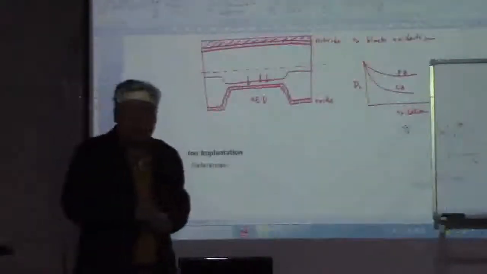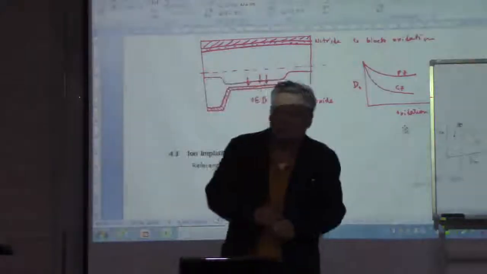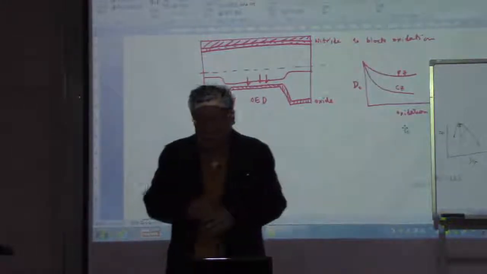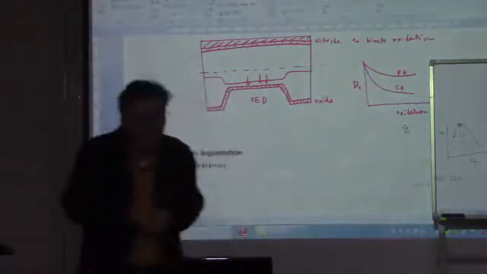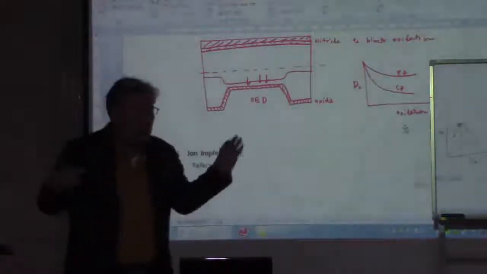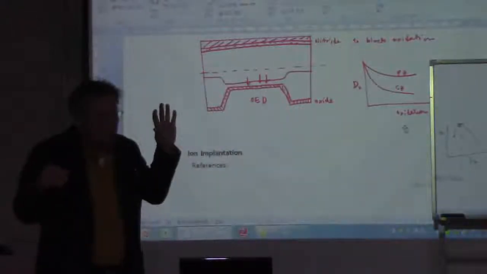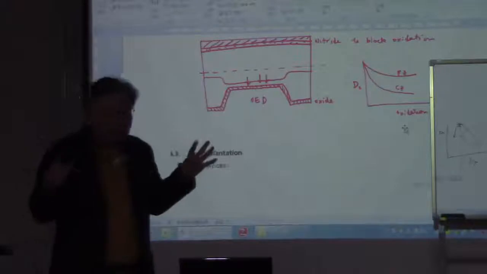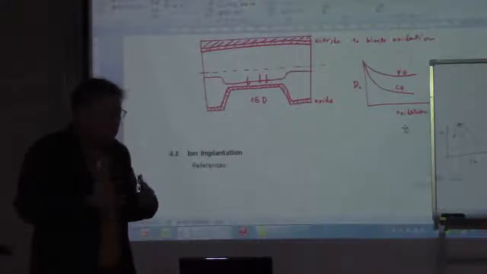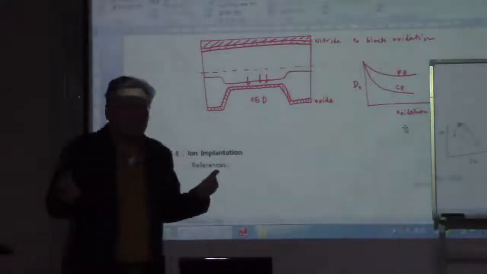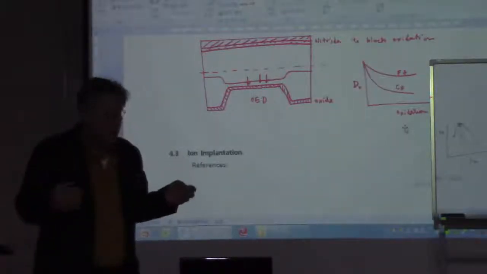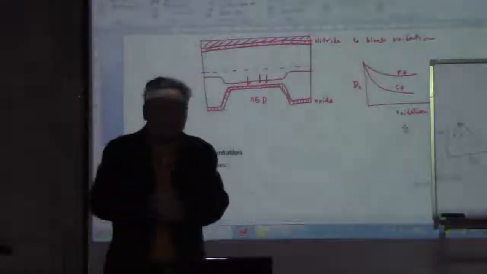Now, next week on Monday, we're going to discuss implantation and the crystal structure recovery, the annealing. And then we will wrap up the fabrication processes for the micron-sized devices. Okay, and then after that, we're going to see the electrical properties, which have to be considered when you have miniaturized devices.